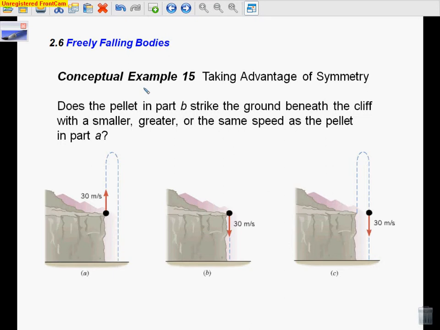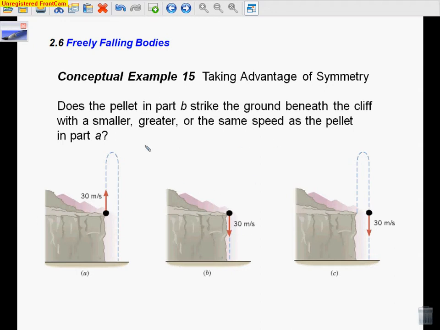Okay, so moving on. Here's an example of where you can use symmetry when you're solving these problems. So let's say we have an object that was thrown upward on the edge of a cliff, comes back down, misses the edge, and falls all the way to the bottom. So how is that similar and how is that different from an object that's just thrown straight down at the same speed at which this one was thrown up?